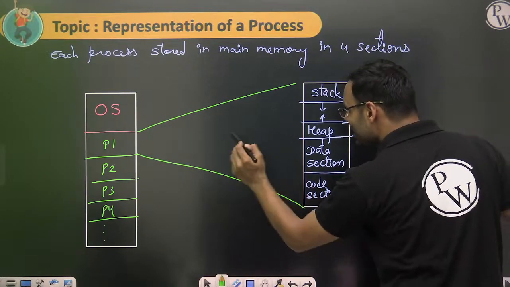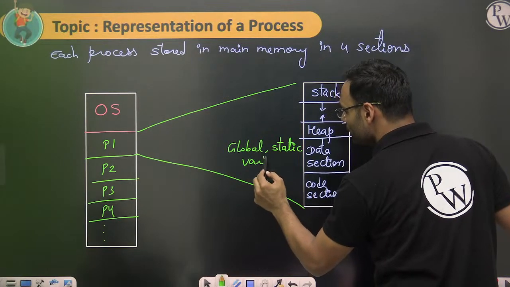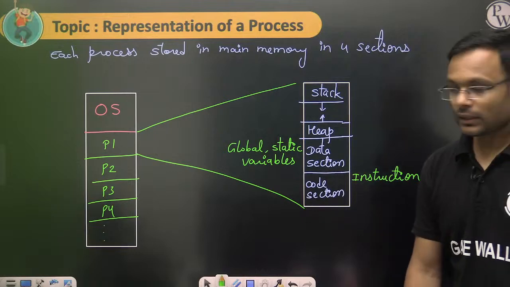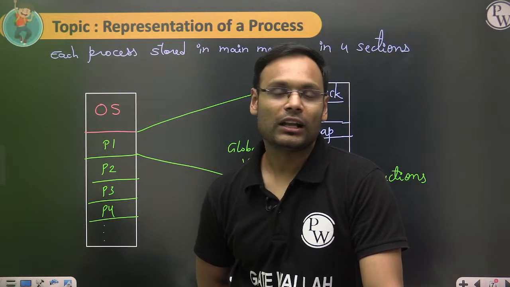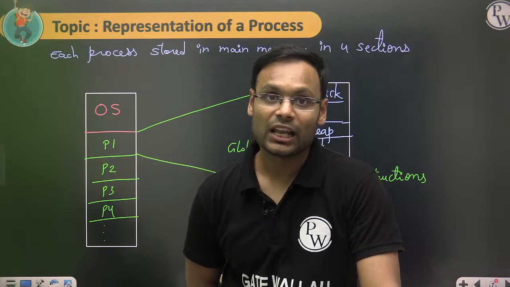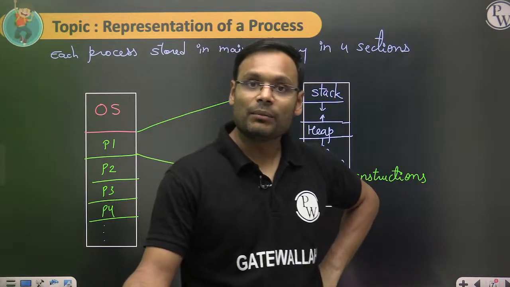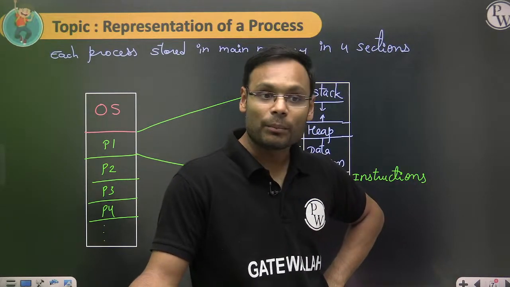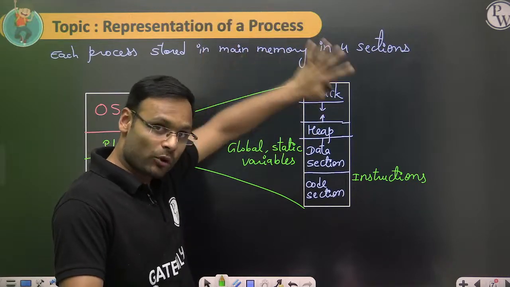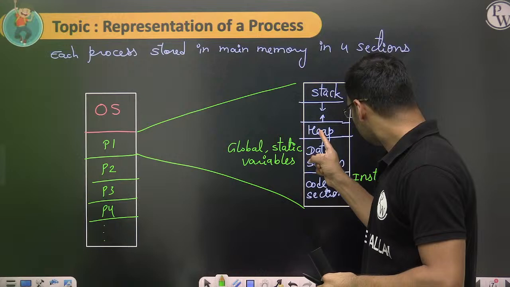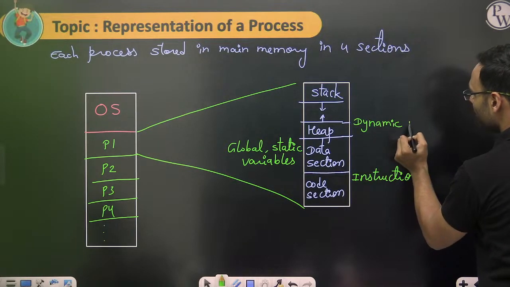What does the data section store? The data section stores your global and static variables. If you have any global variable or static variable in your program, those variables are stored in this data section. What about the heap, sir? From C programming, you must be able to recall functions called malloc and calloc. These 2 functions are used for dynamic memory allocation. At runtime, when you are running the program, if it needs extra space, it is given from the heap. So the heap is used for dynamic memory allocation.